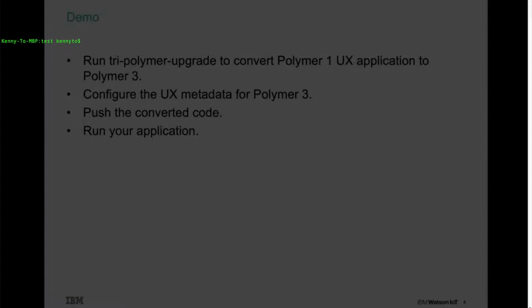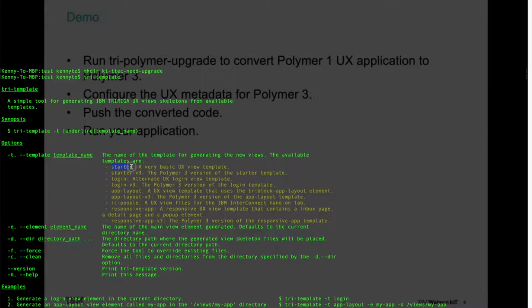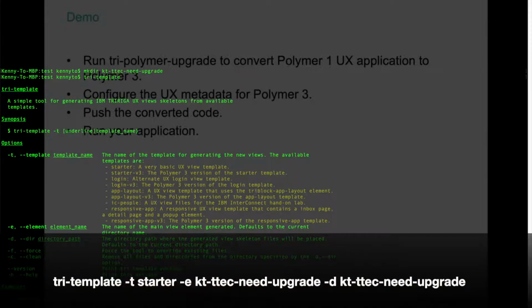I'm just going to go ahead and create a new folder for my new application. This is where my new application will live, or at least the view code will live. And I'm going to use try template to create a starter application. Let me show you the description for this tool. I'm going to create a new template for starter. There are two versions: this regular version, which is Polymer version 1, and a dash V3 version, which is the Polymer 3 version. Right now I'm just going to use the Polymer 1 version. So it's just starter, and I'm going to name it KTT Text Need Upgrade, and the output folder is KTT Text Need Upgrade.